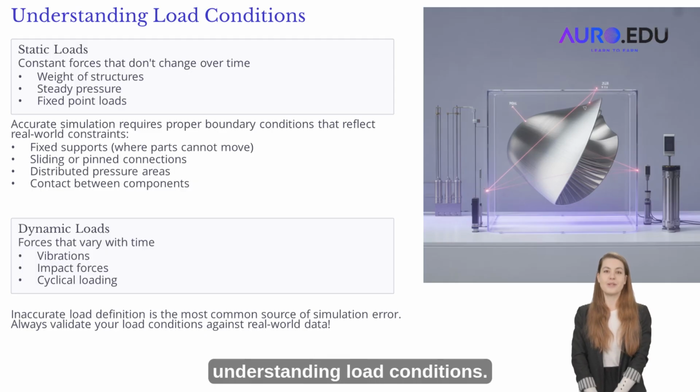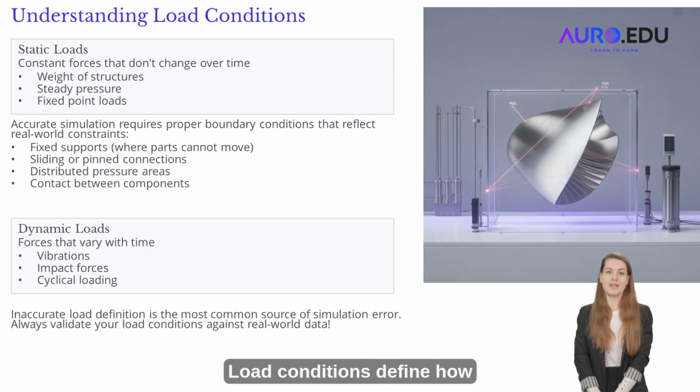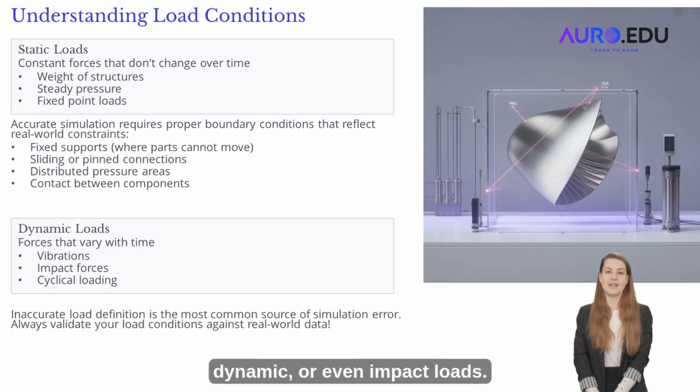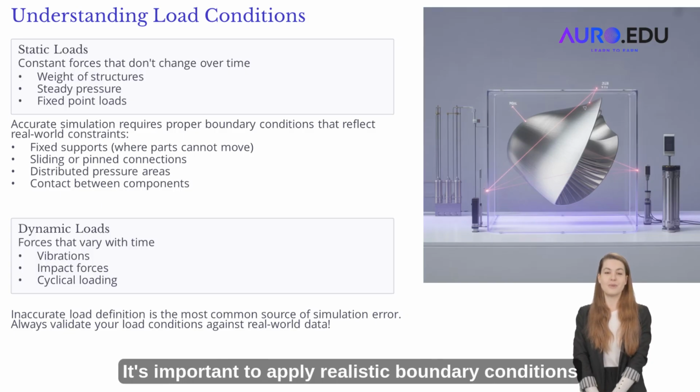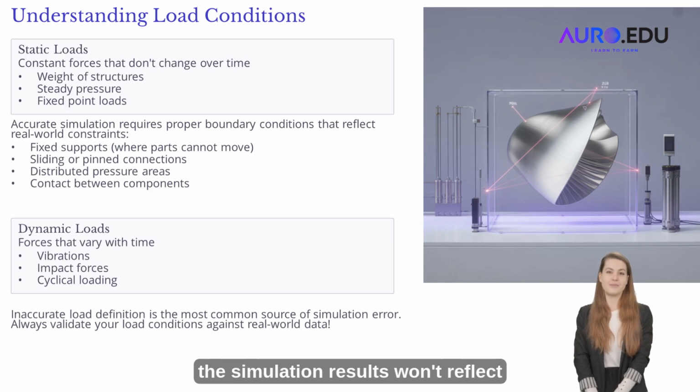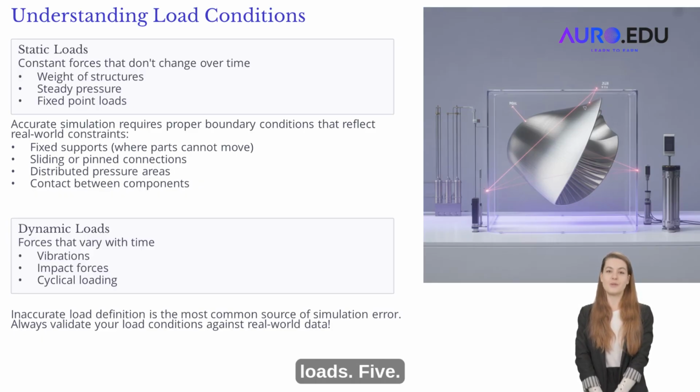4. Understanding load conditions. Load conditions define how forces are applied to a part during simulation. These could be static, dynamic, or even impact loads. It's important to apply realistic boundary conditions, like fixed supports, point loads, or distributed pressures. If the loads are inaccurate, the simulation results won't reflect real-world behavior. Engineers often consult design specs or field data to define correct loads.